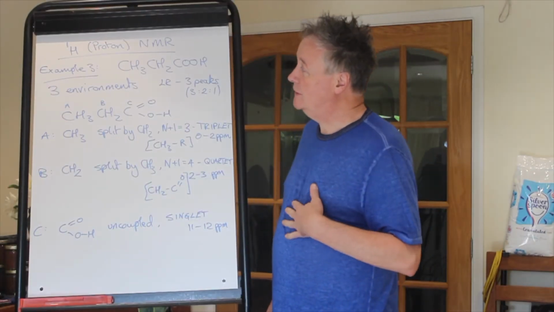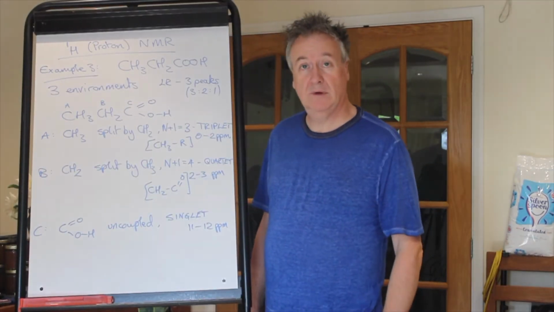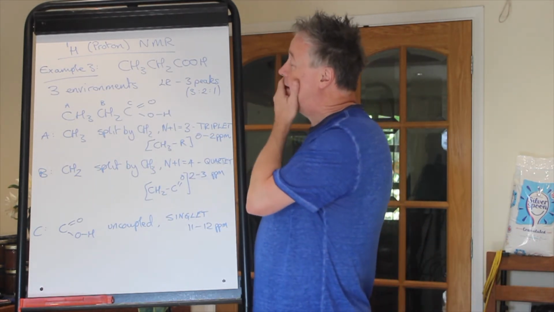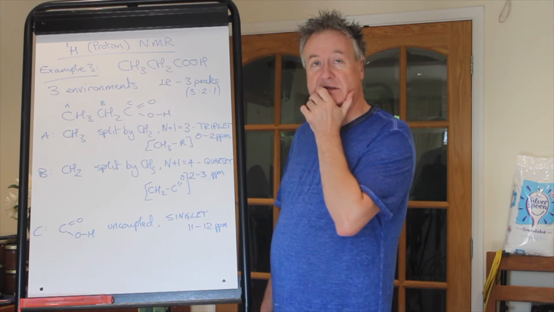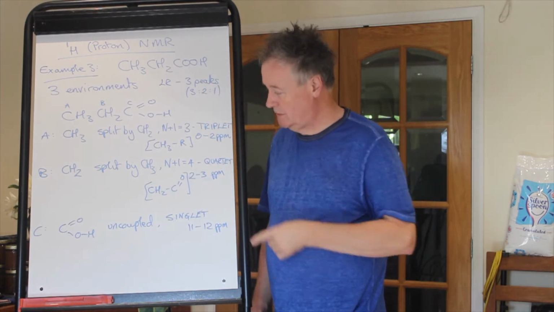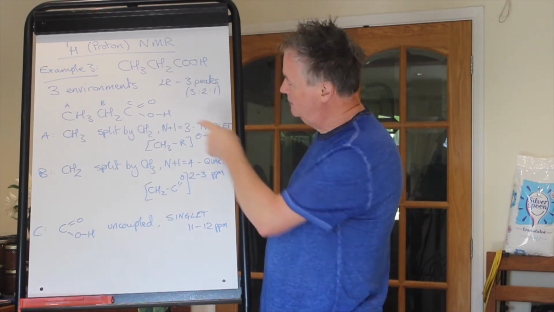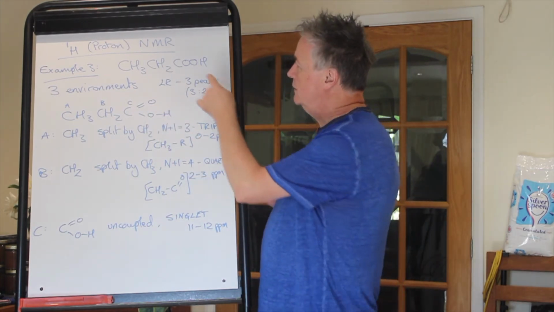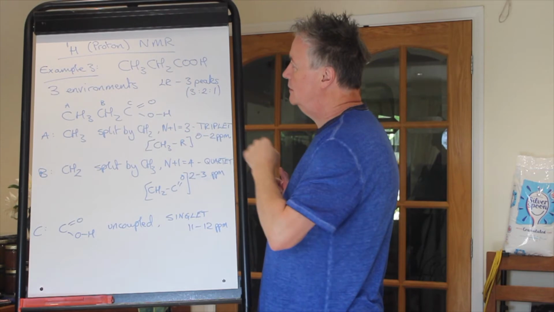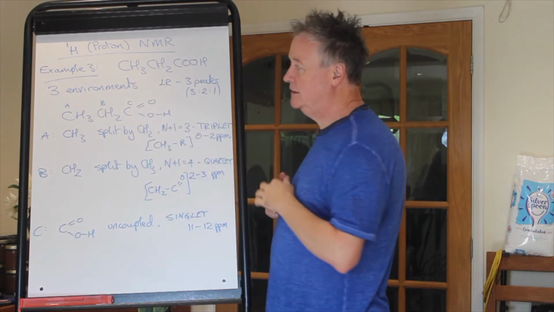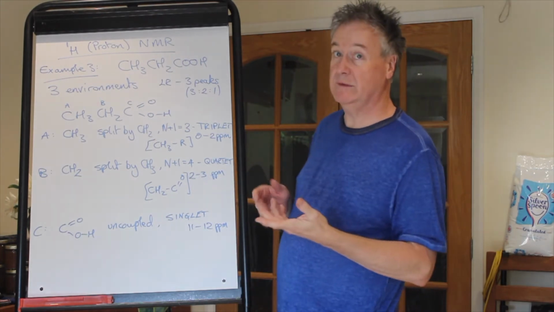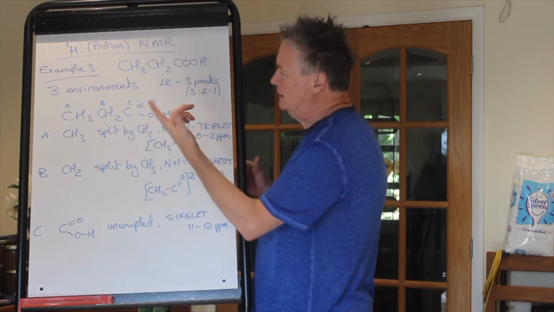Okay, example 3. Again, a little more complex. CH3, CH2, and then a carboxylic acid group. Carboxylic acid group being here, if you're not sure. So 3 environments. I've called them in order A, B and C as we go across. Letter them in any other order if you want, but may as well stick with what I've done.